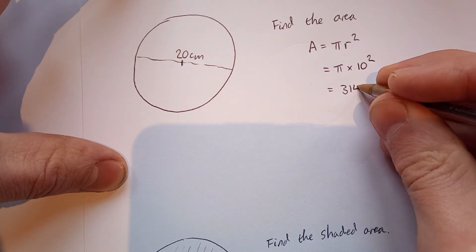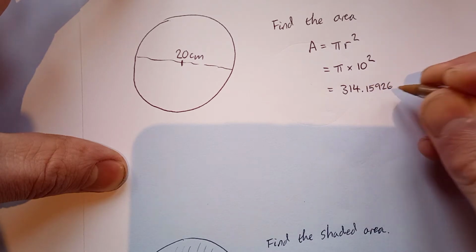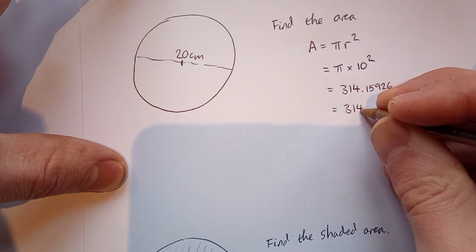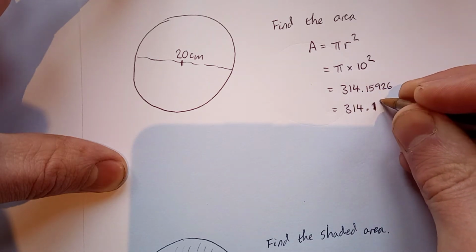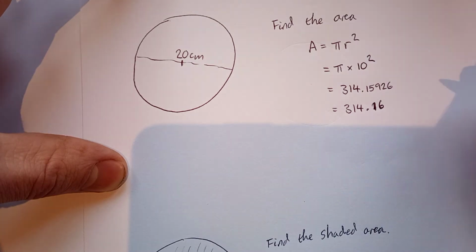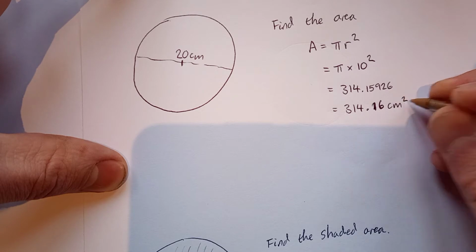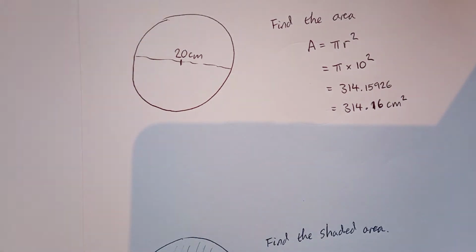That's 314.15926. And so our rounded answer is 314.16. What units? Well, it's an area, so it's centimeters squared. So that's a little bit harder because you've got to just pay attention to what we've been given in the question and what we're trying to find.